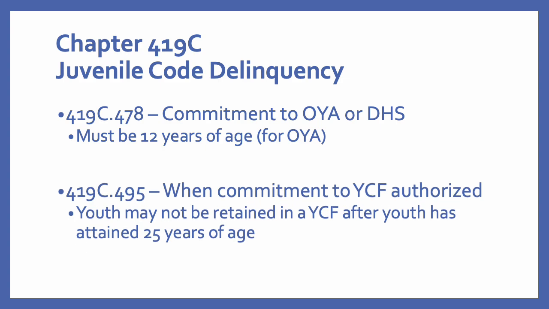419C.495. When commitment to a youth correctional facility is authorized. A youth may not be retained in a youth correctional facility after the youth has attained 25 years of age. If a youth is sentenced to an amount of time that would go past their 25th birthday, they must be paroled. If a youth is waived to adult court and sentenced as an adult, they serve their time at YCF until age 25, at which time they can no longer be in a youth correctional facility, so they can be transferred to an adult prison to serve out the remainder of their time on their adult sentence if they are not yet eligible for parole.